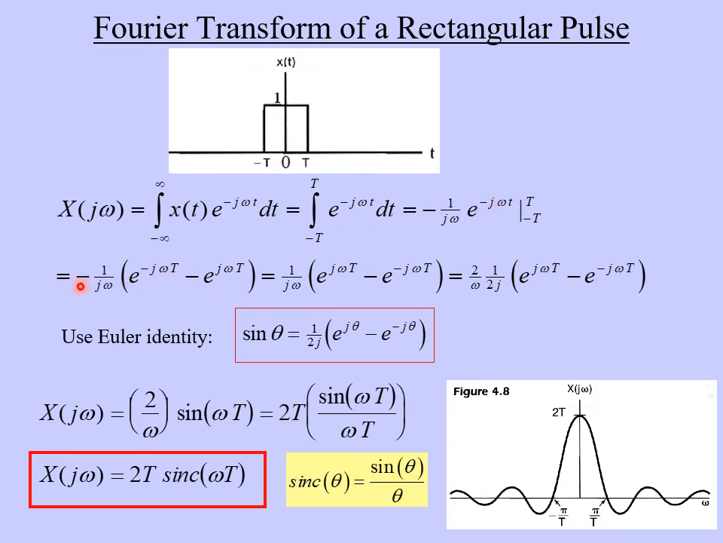I'm going to take this minus sign and distribute it inside, which will just flip the order of these two, and I get this form here. I'm not going to read off all this stuff. You can read it faster than I can say it.